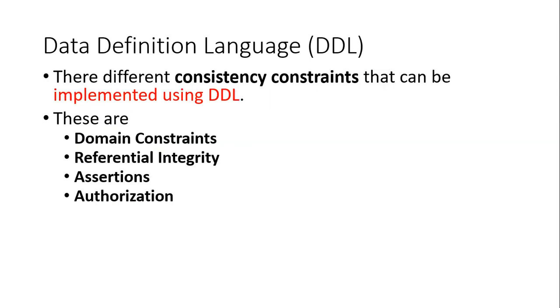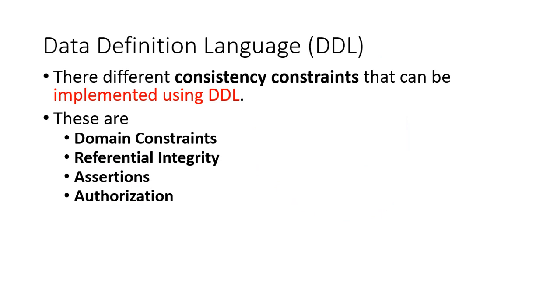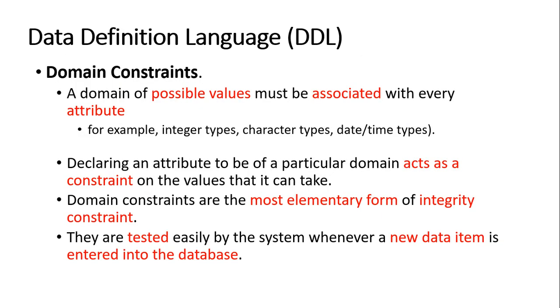Now, as I've told you, there are many constraints that you add to the database, and these constraints are implemented using data definition language. Some of the constraints are domain constraint, referential constraint, assertion, and authorization. All these things can be applied using a data definition language. Let's start with the individual constraints. So we'll start with the domain constraints.